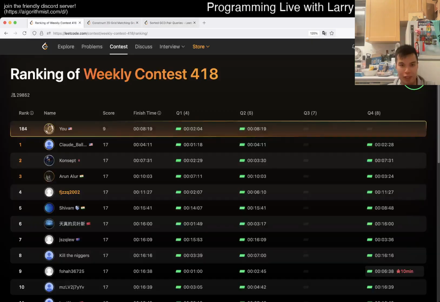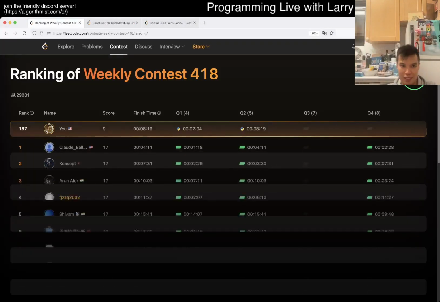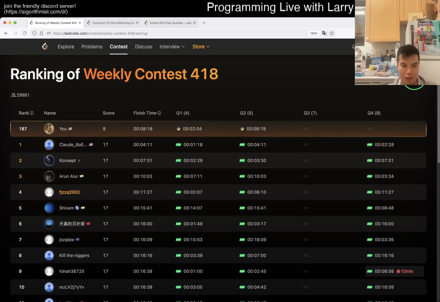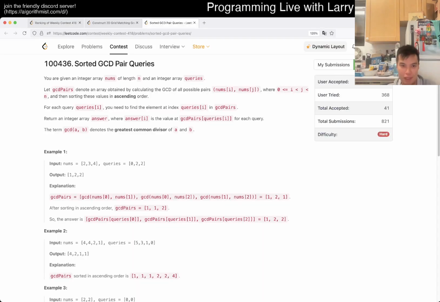That one still looks harder, at least for ChatGPT. People got Q2 really fast too. Alright, well, there we go. Cannot be n squared. Is that a try? No.